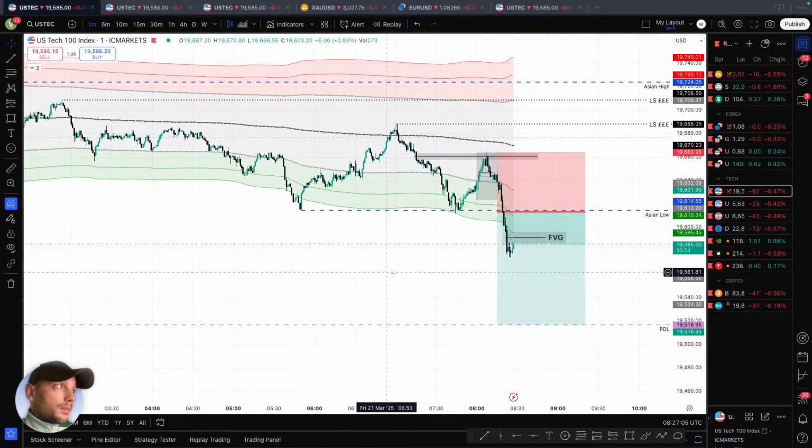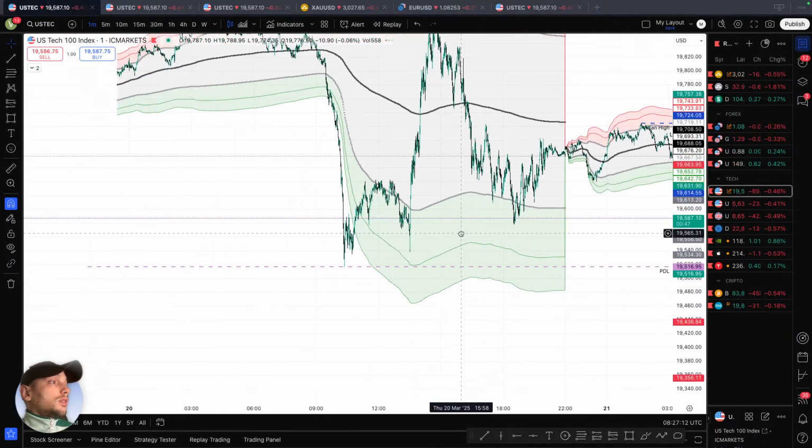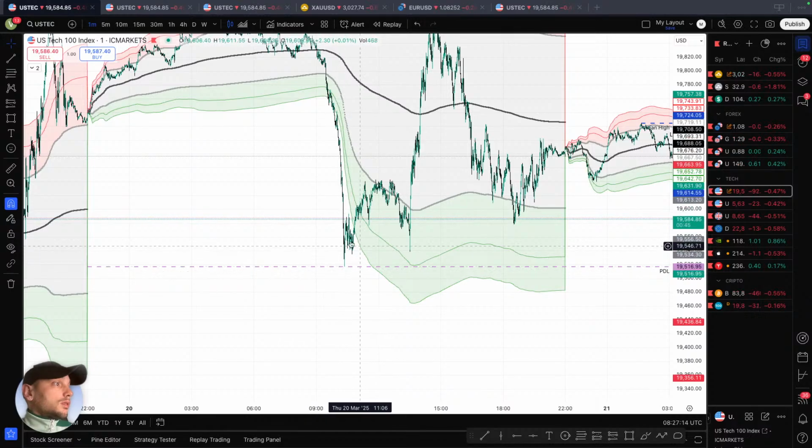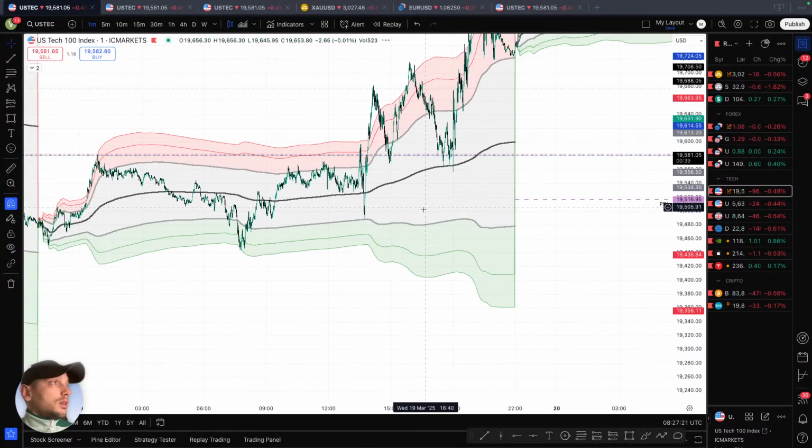But again, we're way out. You see how it reacts here? Way out, going back in. If we go to previous days, out of the zone, reaction. Good place for the buyers here. Good place for sellers.